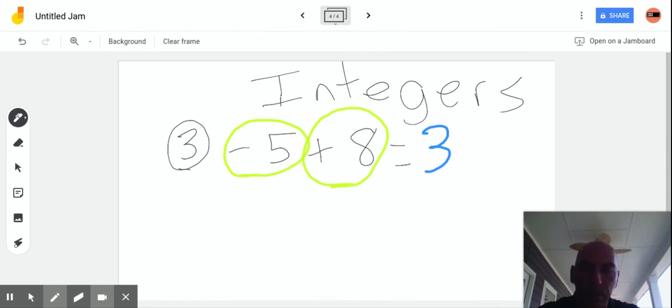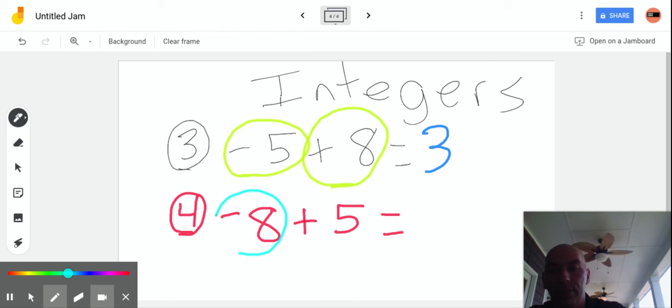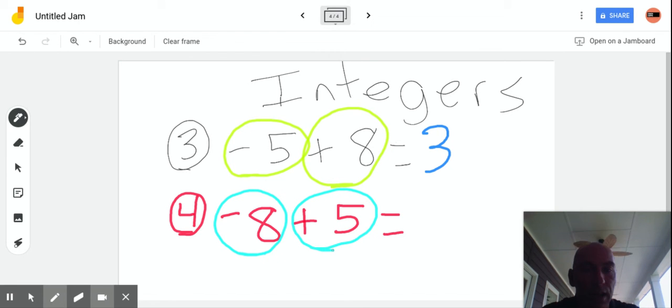But let's give another example. -8 plus 5 looks pretty similar. Let's see what may be the difference. We have a -8 here, and we have a +5 here. We have different signs, so we know we are supposed to subtract. But this answer is not 3. Why is it not 3?